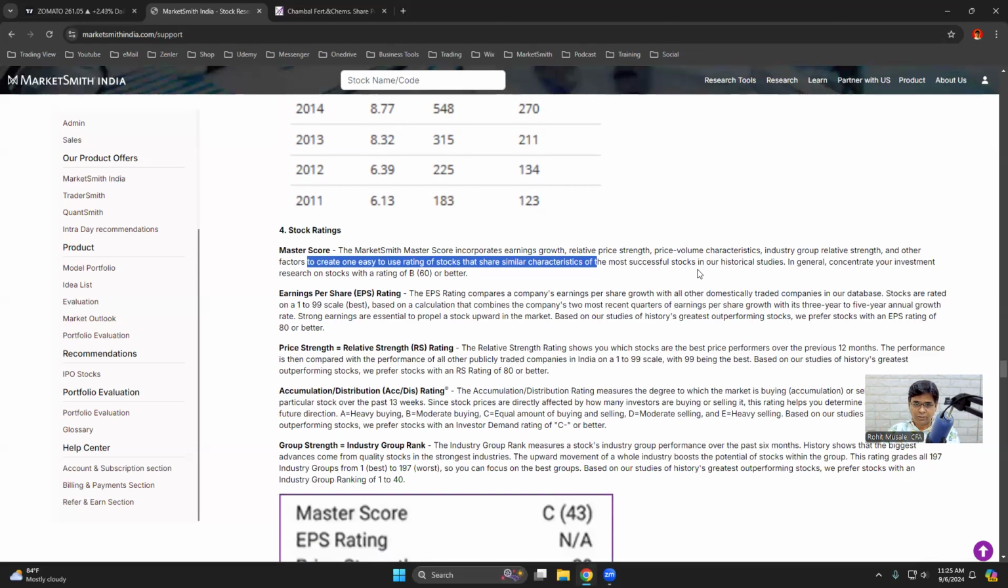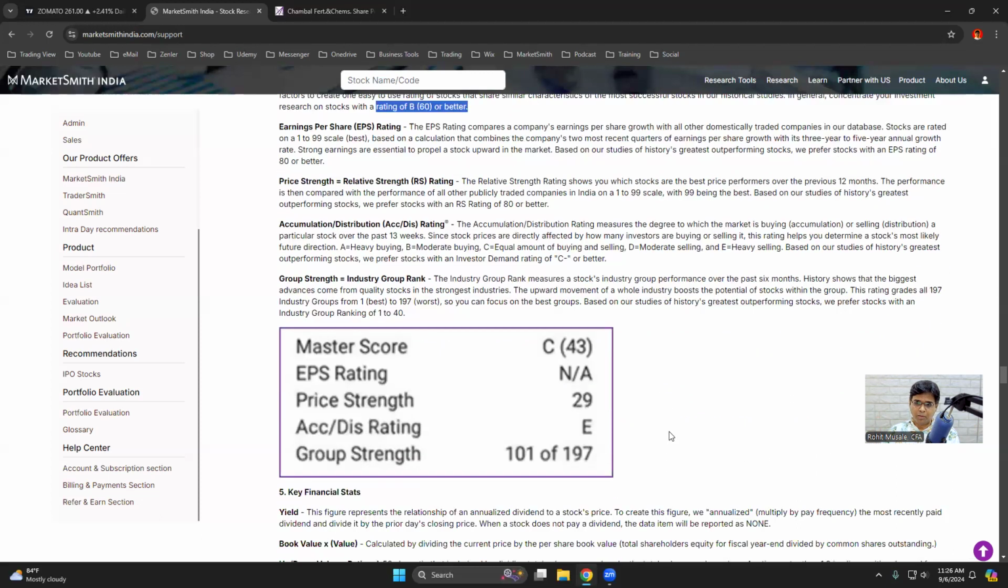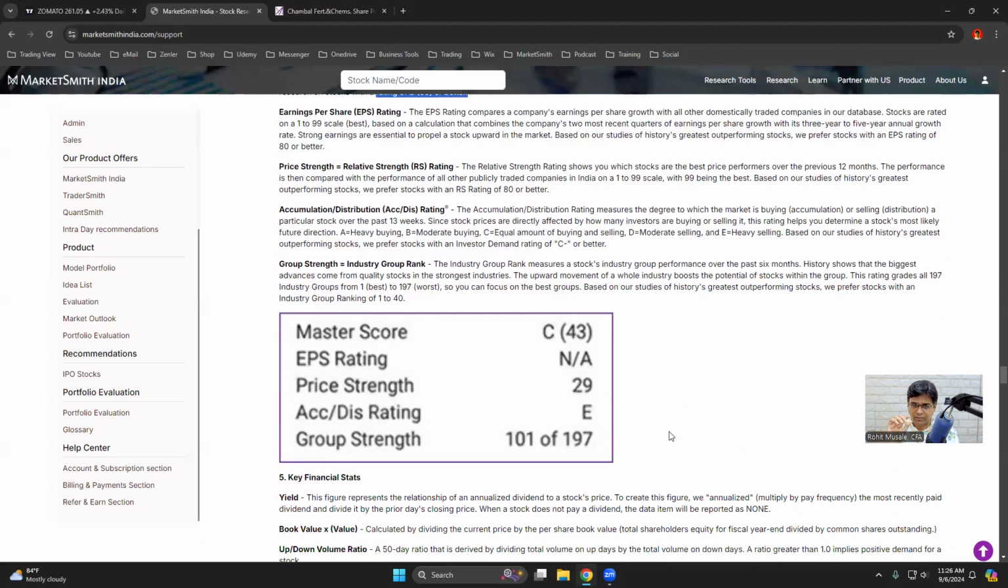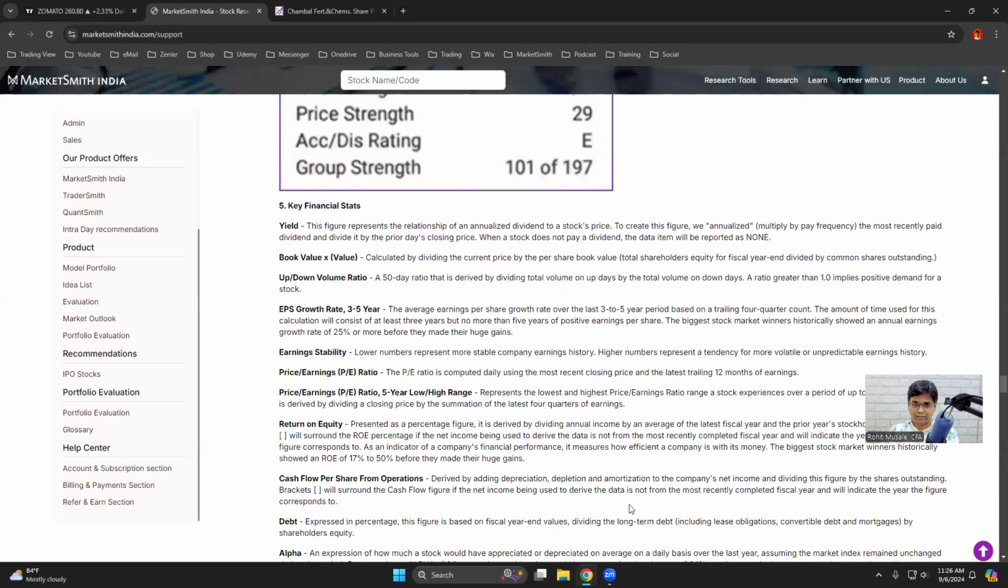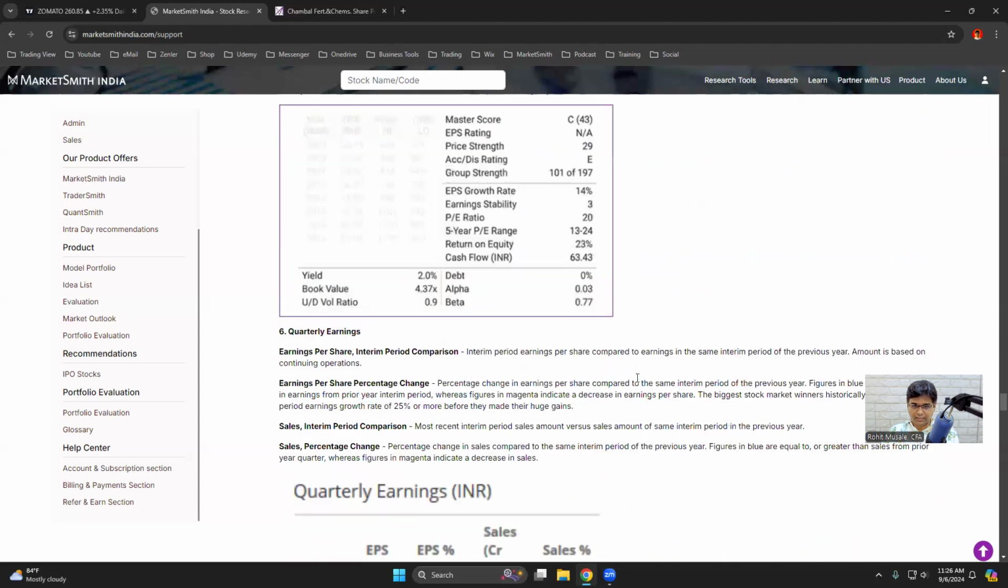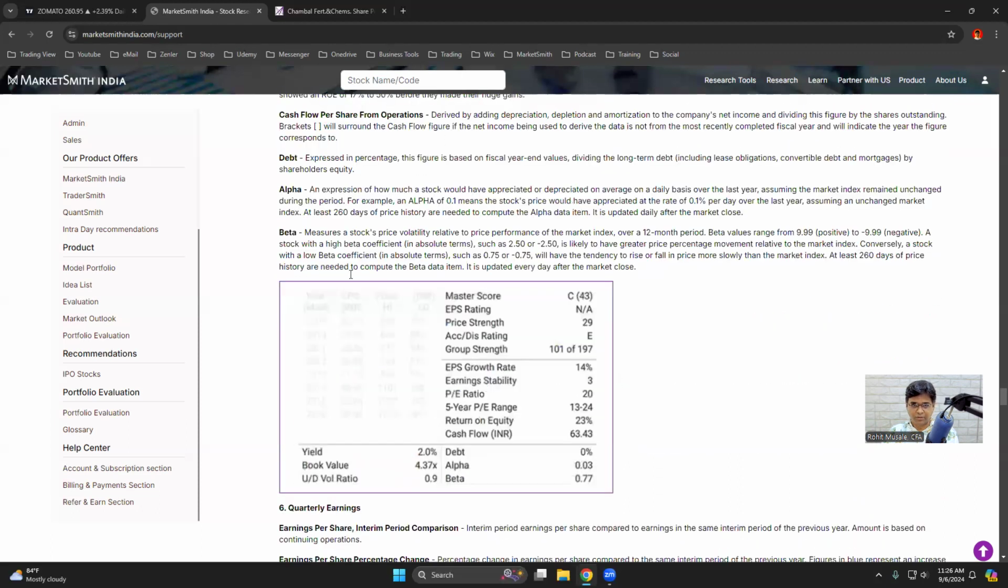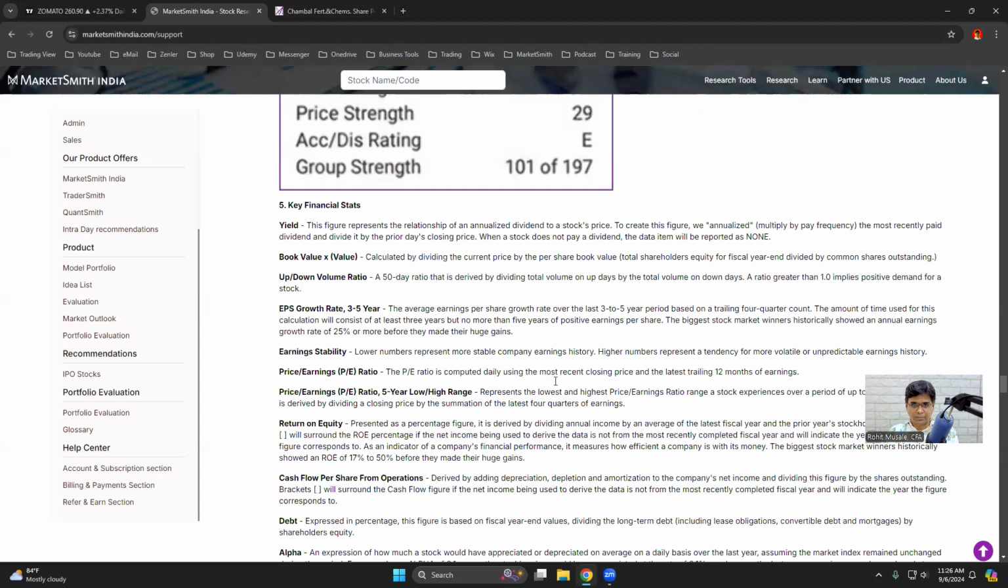In general, concentrate your research on stocks with a rating of B or better. Now, see, the B means they are saying 60 or better. So a master score rating between 60 to 80, okay, that would be B, and from 80 to 99, that would be A. That is what I understand from all the data that they have given here. Let's see whether they have given any more information here.